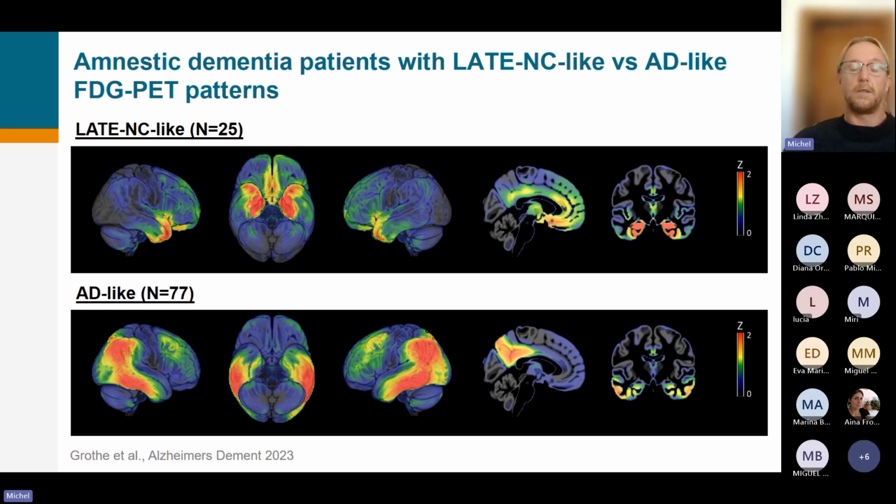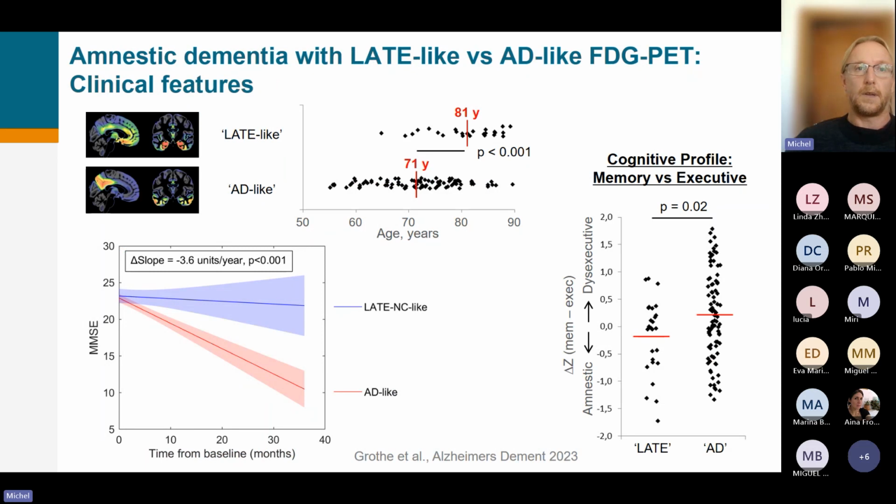So, what does it make? Does it make any difference clinically? It actually makes a whole lot of difference. If you look at some of these clinical features, first of all, we see that these LATE-like individuals are much older than the AD-like individuals, on average a decade older. They show a slower overall disease course over longitudinal follow-up, and they show a more amnestic predominant cognitive profile, so more memory deficit compared to executive function deficit, as indicated here by this cognitive profile variable, which subtracts summary scores between these two cognitive domains. So all these clinical features have been described as being associated with LATE pathology.